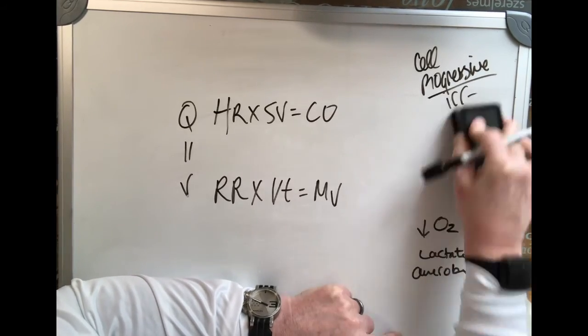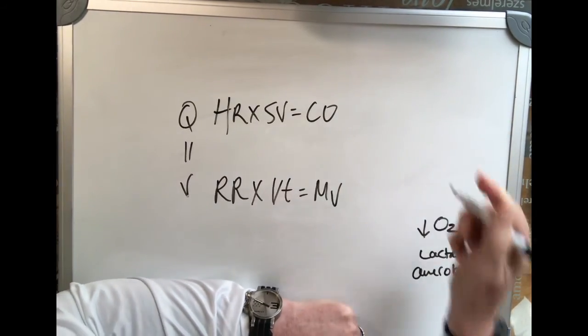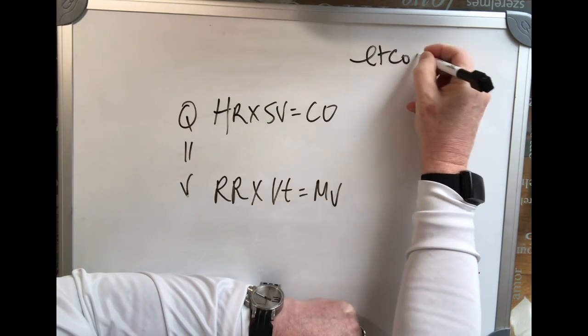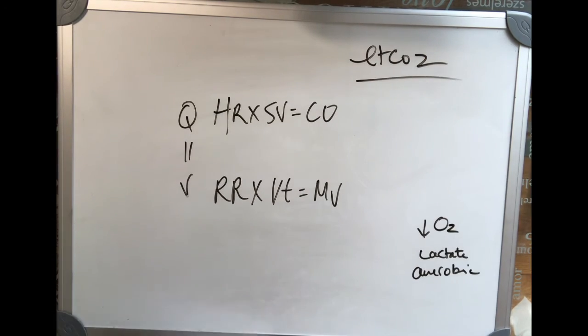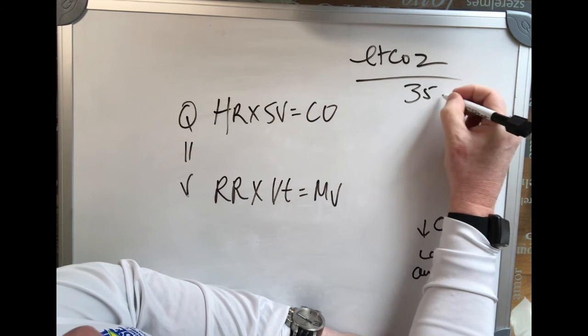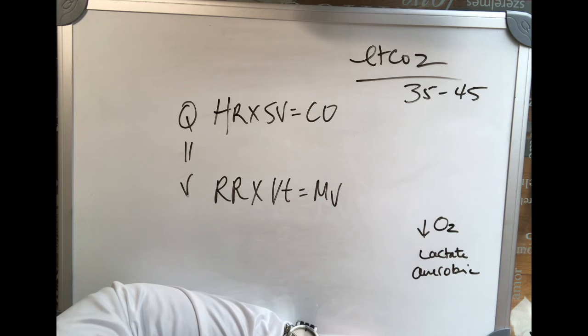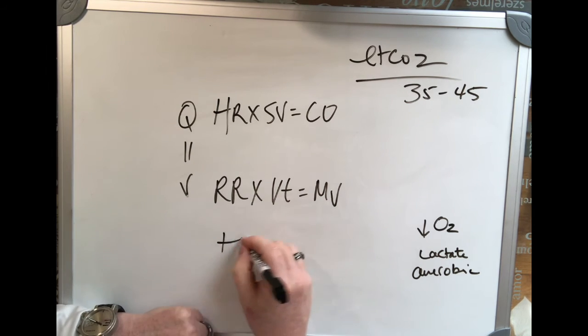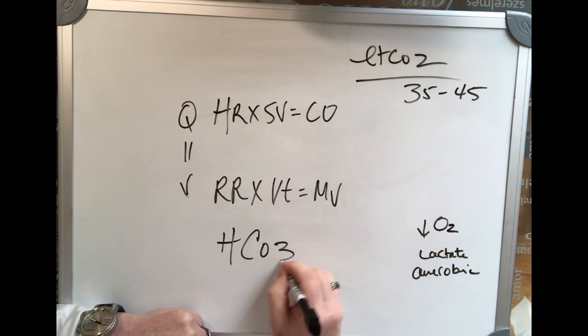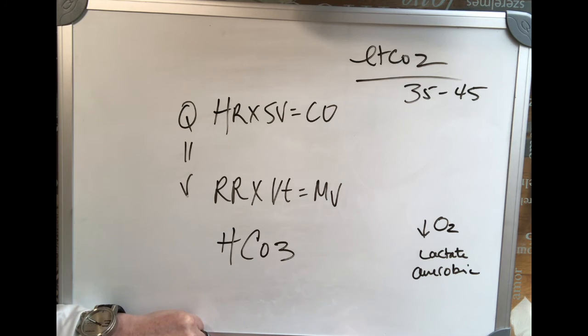All right? So back to end-tidal CO2. Why is it so important when we're talking about perfusion? Because we said that the normal is supposed to be 35 to 45. Okay? That's a key concept. I'm going to talk about this real quickly. HCO3, what is that? That is our base. We all have it. Okay? When we talk about this, we talk about bicarb.